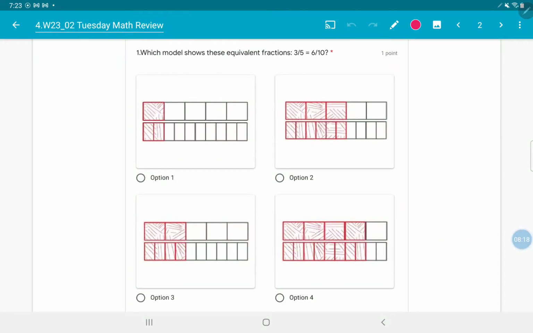Okay, now looking at Tuesday. On the first question, we had 3/5 equals 6/10. I'm looking for the model that shows 3/5 shaded and a same size model that shows 6/10 shaded, and that's option 2.